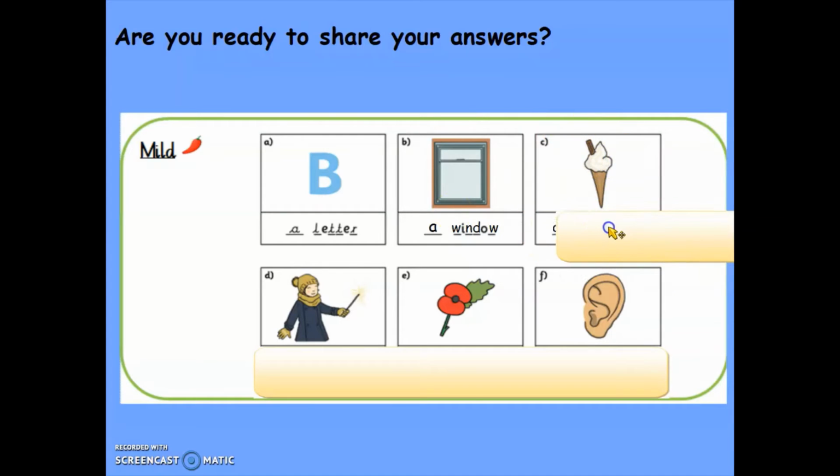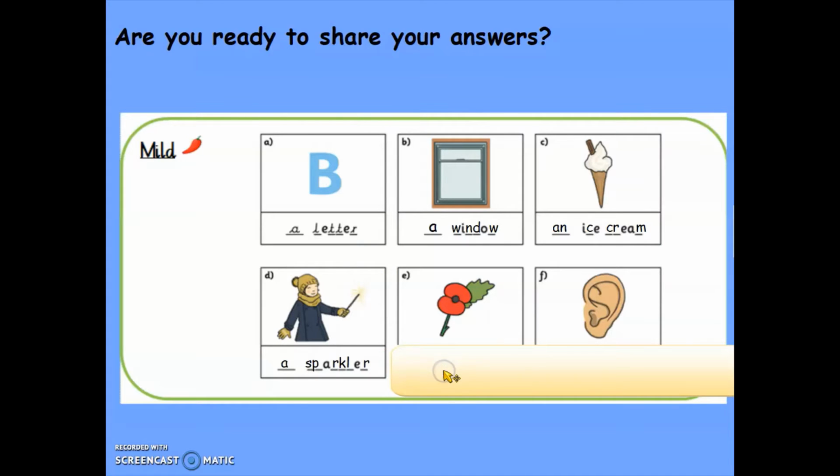Ice cream, you should have got an ice cream. This one was a sparkler. This one was a poppy. And F was an ear. Pause the video and mark these with blue pen if you did the mild challenge. Carefully checking that you got a or an correct and checking your spelling.